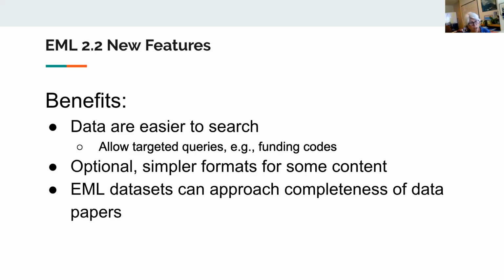There are also some options for simpler, commonly used formats for some content instead of using structured XML elements. Overall, data sets in 2.2 can contain enough structured information that they can be evaluated the same way as data papers are. They have fields designated for things like purpose and associated papers. Some of these were already in 2.1, for those of you who know the schema.